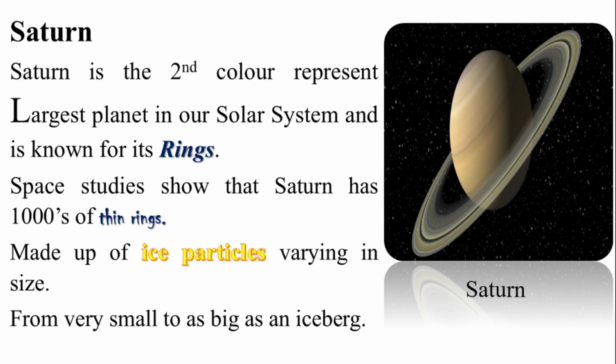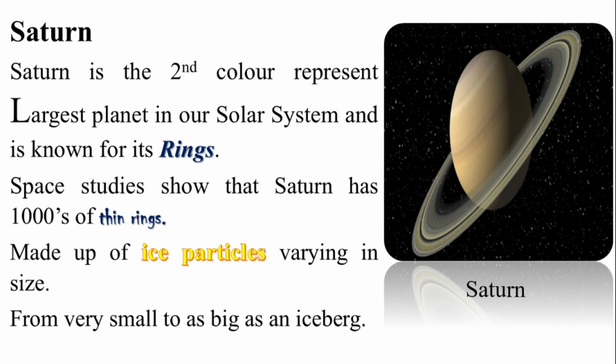Space studies show that Saturn has thousands of thin rings made up of ice particles, varying in size from very small to as big as an iceberg. So Saturn is considered the second largest planet in the solar system, and it is known for its rings.